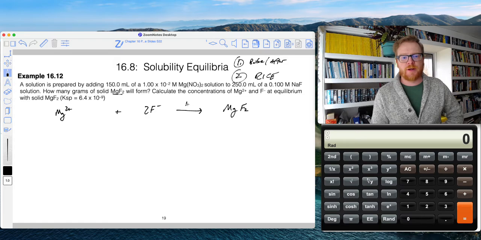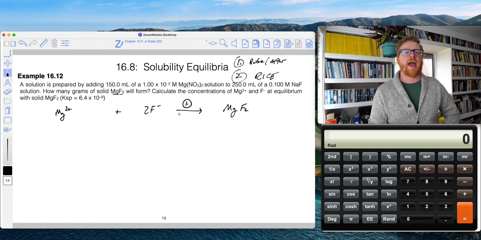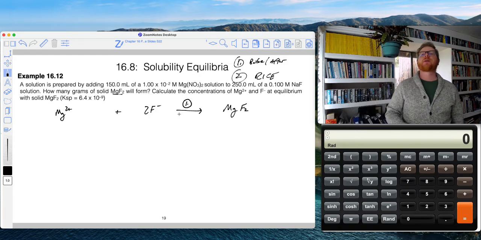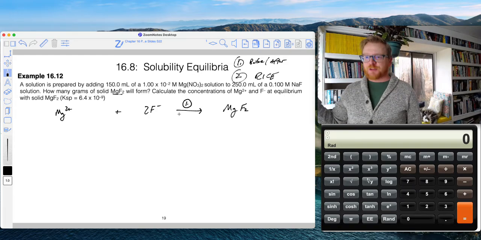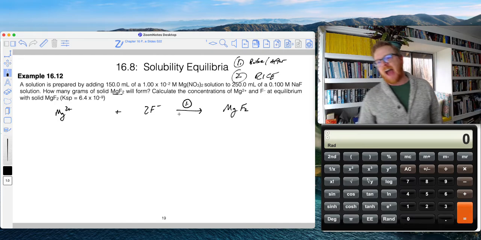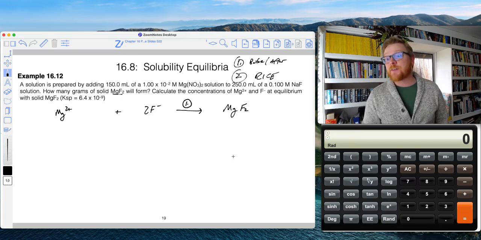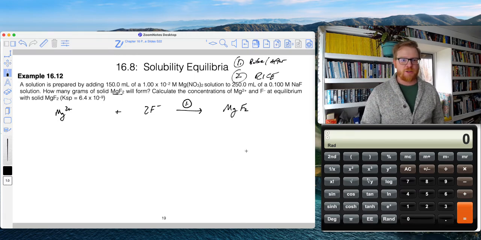MgF2, and I'm going to put a number 1 over this reaction arrow to show the first calculation we're going to do is this before and after calculation, so we can just see how much of the solid we form in the first place. Okay, and we want to do that in number of moles. That's right, you guessed it.